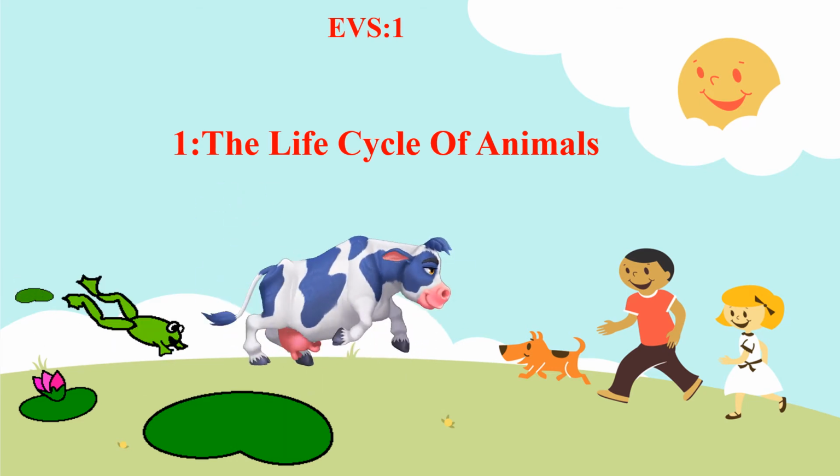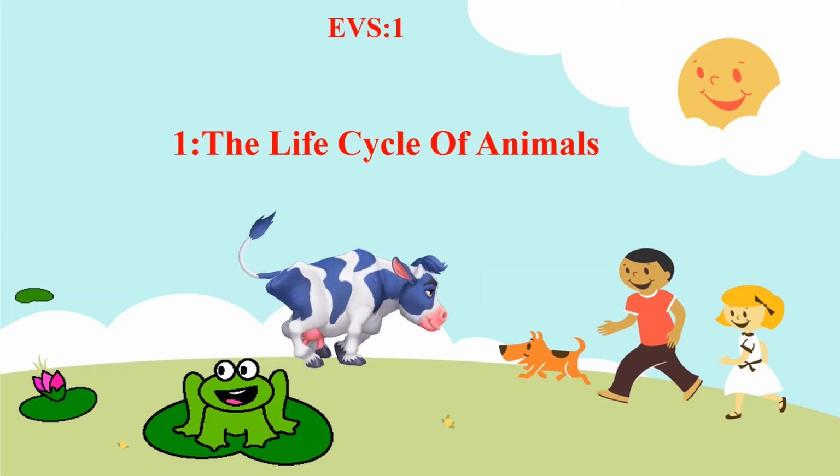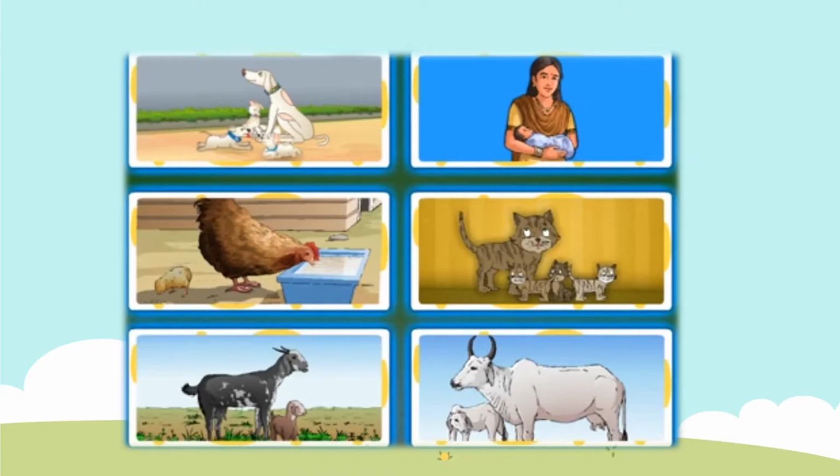Today we will begin with EVS 1, the first chapter, that is the life cycle of animals. Look at these pictures carefully. Among them is a picture of a dog with its puppies, a mother with a baby, a hen with its chick, a cat with her kittens, a goat with her kids, and a cow with a calf. What do you understand from these pictures?